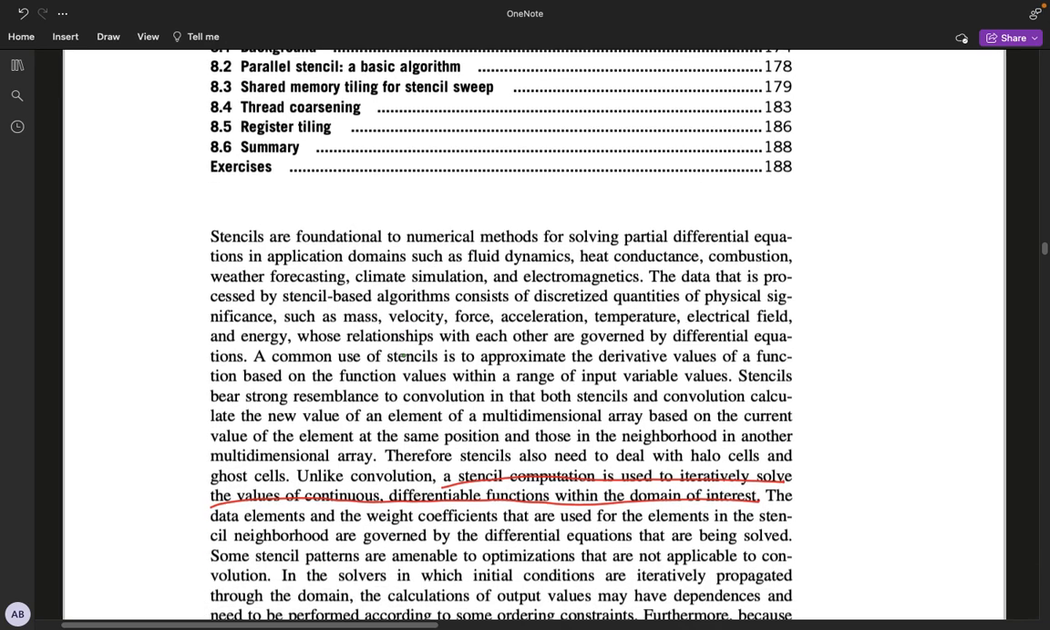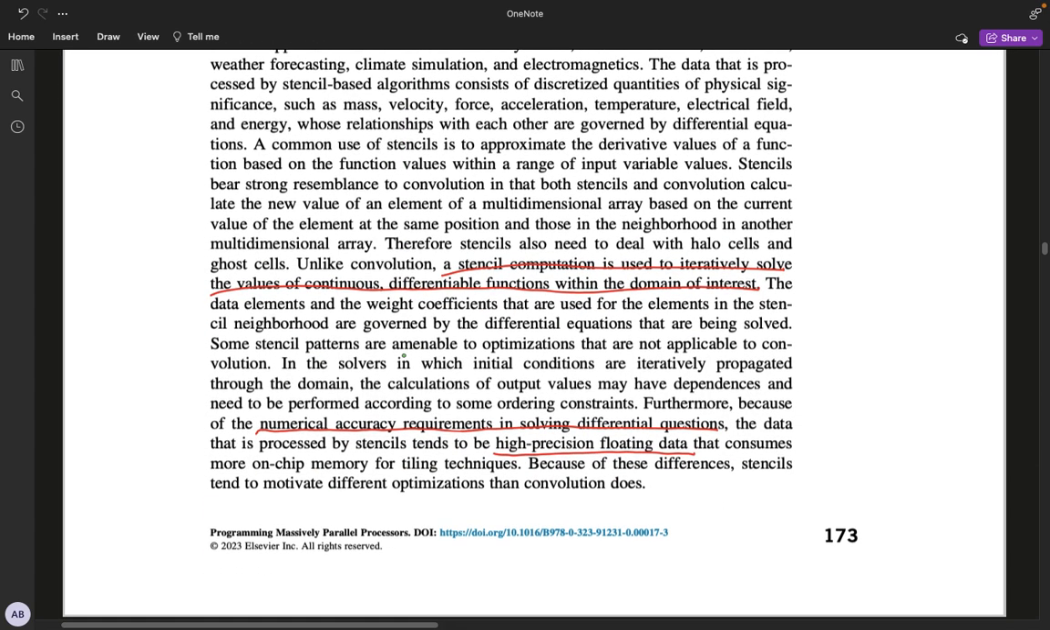Computation in GPUs. So if you know about convolution, stencil computation is pretty similar to convolution, but not exactly similar. We'll discuss the differences and similarities.